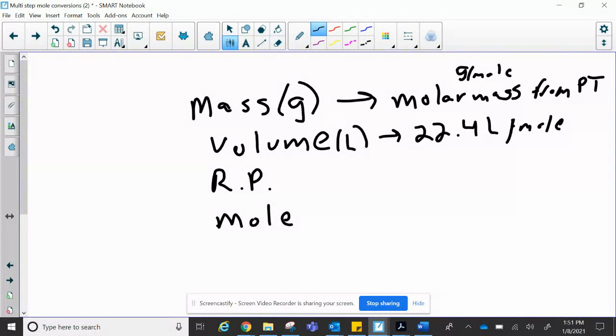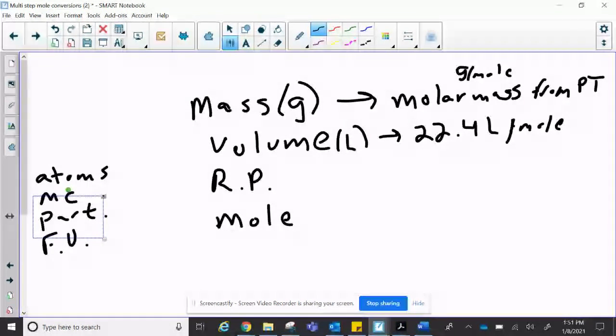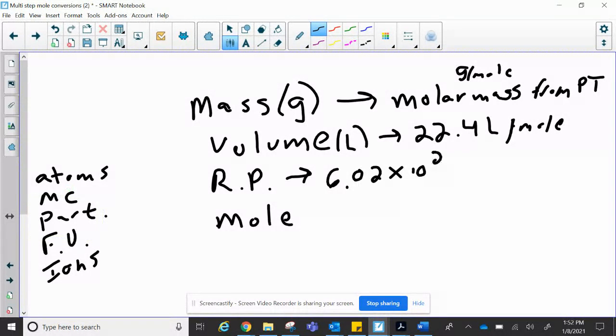Representative particles. Now remember, representative particles can be a lot of different things. It can be atoms. It can be molecules. It could be particles. It can be formula units or just units. So FU, not cussing at you. It's just the abbreviation. Those are the main ones. Sometimes you see ions, all that kind of stuff. Those are representative particles. And remember, for representative particles, we use 6.02 times 10 to the 23rd, whatevers per mole. And then, of course, with mole, we just use the number 1 because everything is per 1 mole.